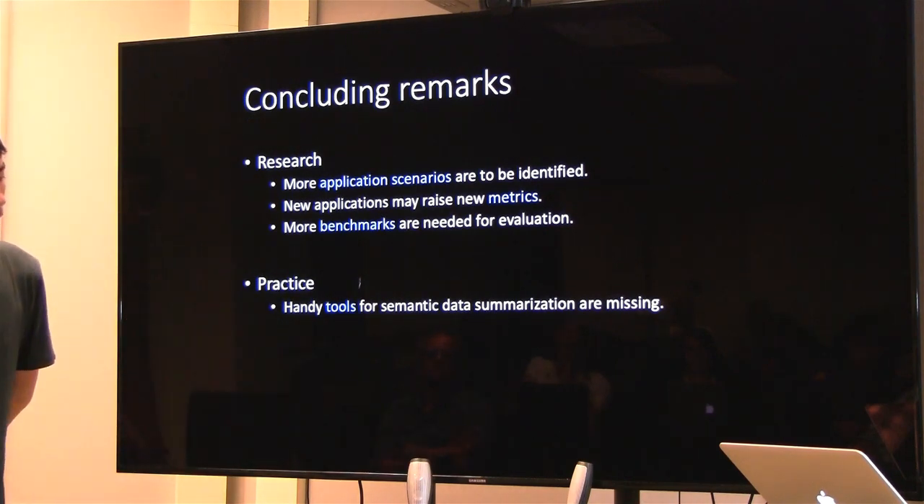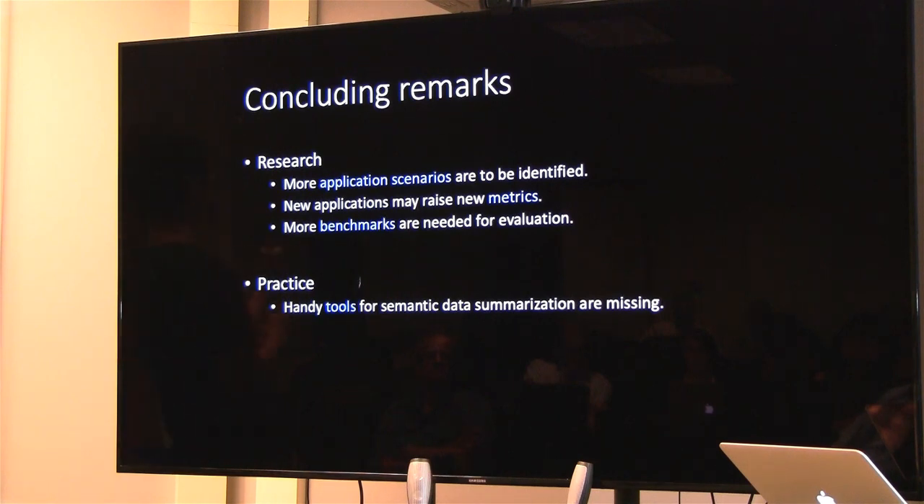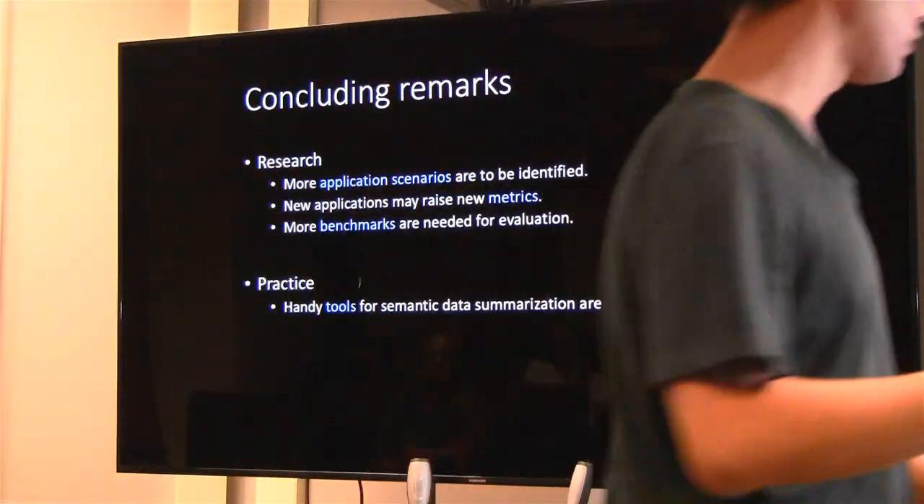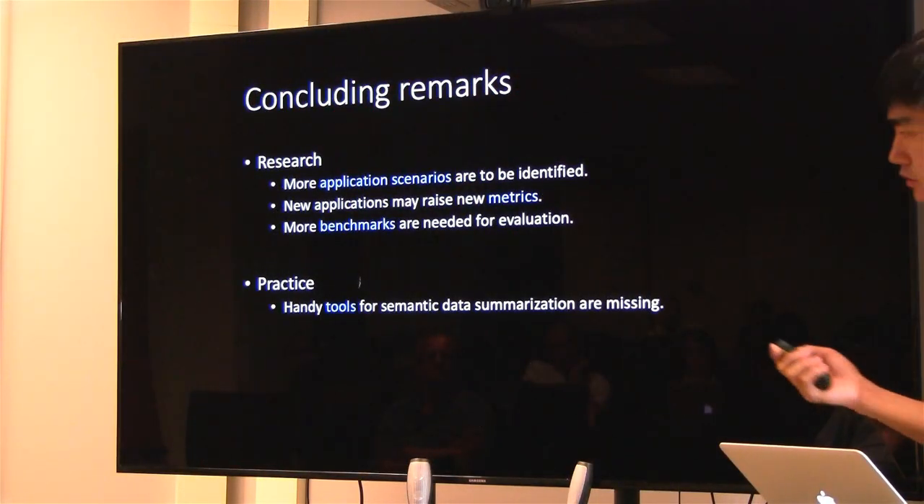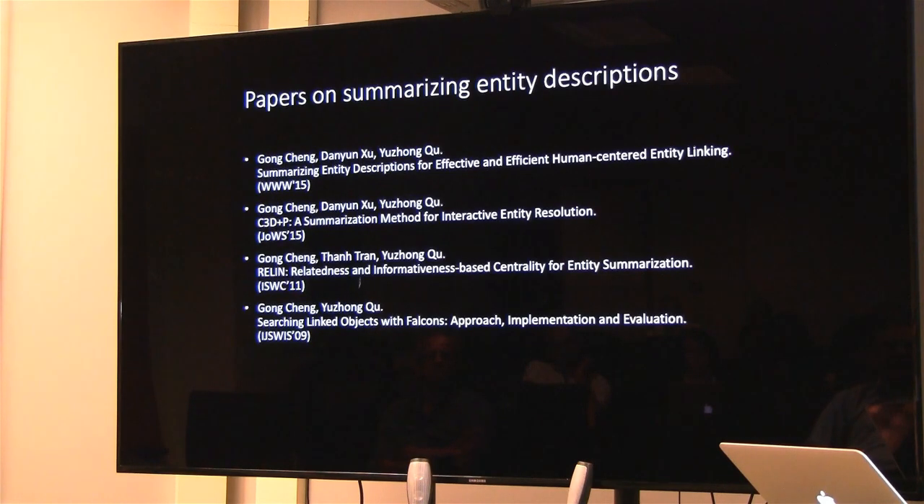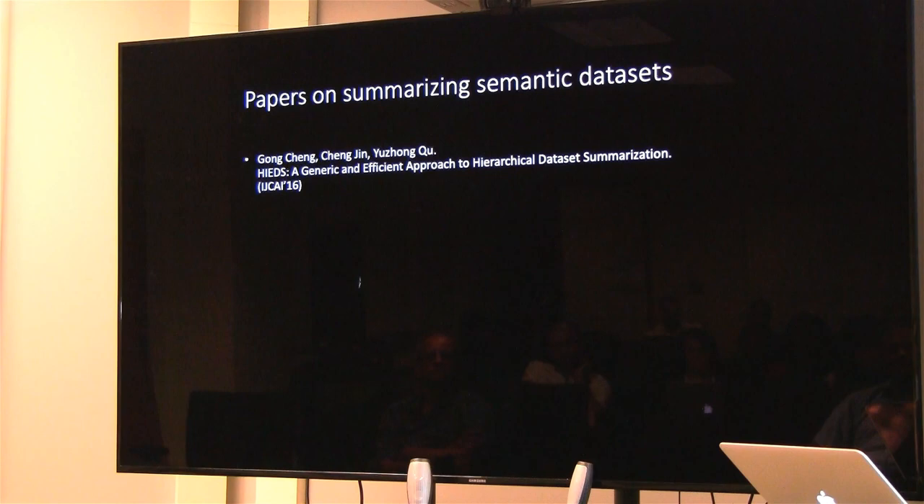In practice, unfortunately, we haven't seen any handy tools that can be used to summarize semantic data. We have some text summarizers available on the web, right? You can download one and summarize a piece of text. But for semantic data summarization, we haven't seen any tools that can be easily used, because every tool, every approach basically requires some indexing or pre-computation, so it's not easy to develop such a tool. That's what we need to do in the near future, to give users tools that can be used. Here are some papers if you're interested.